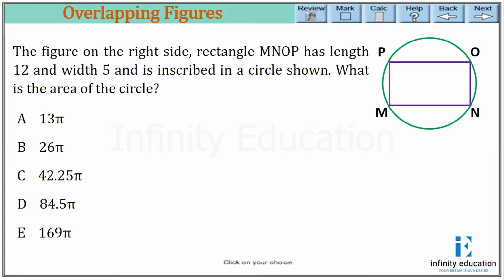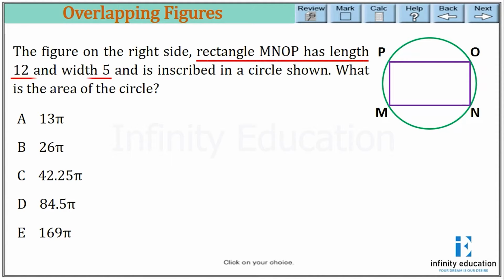The figure on the right side: rectangle MNOP has a length of 12 and width 5 and is inscribed in a circle as shown. What is the area of the circle? So overlapping figure means it can be inside another, or one over the other, and so on.